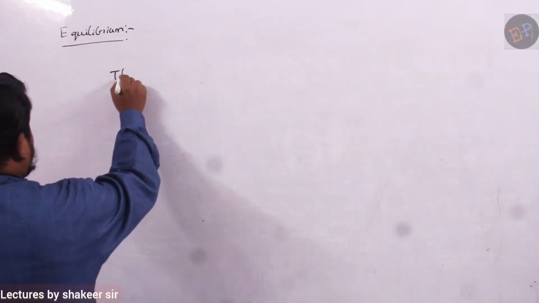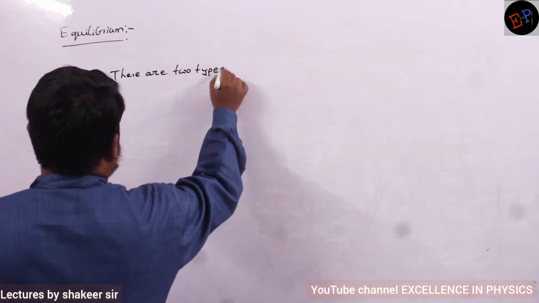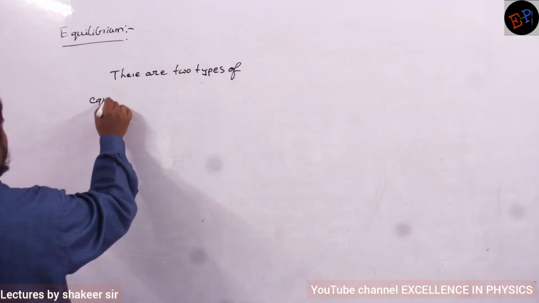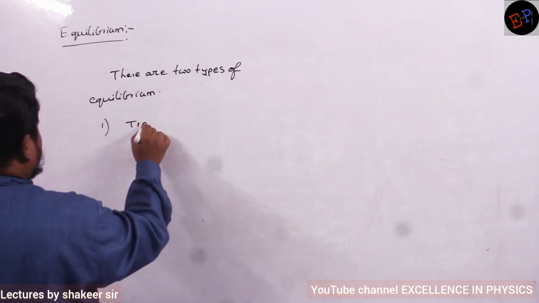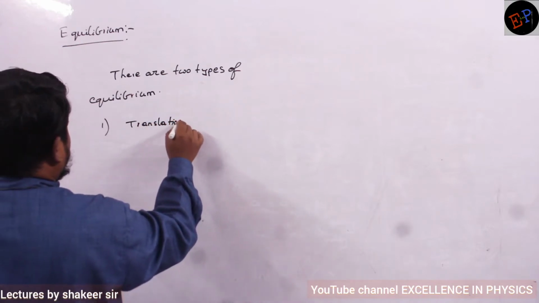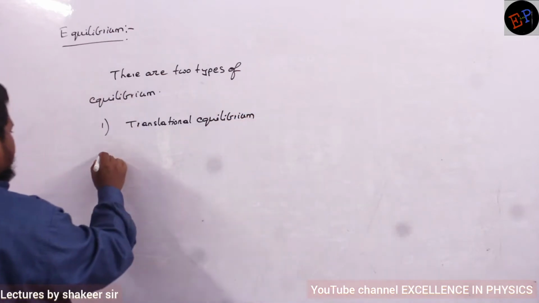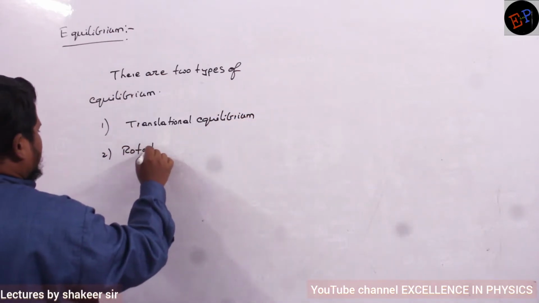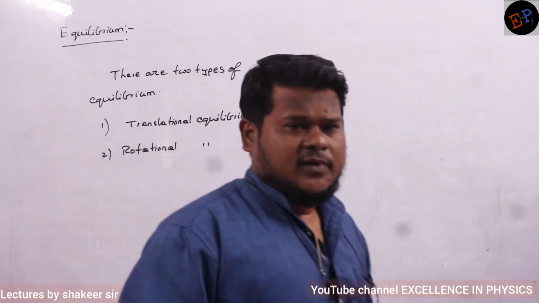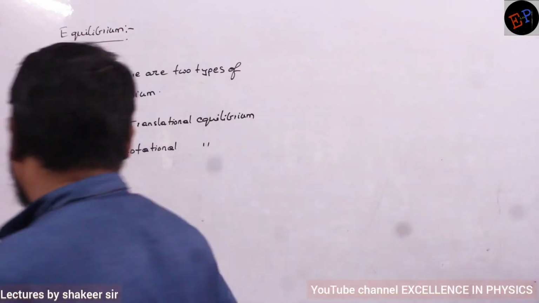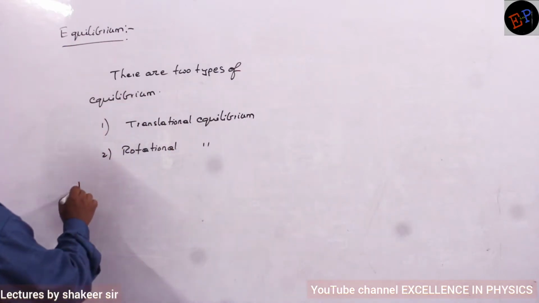So there are two types of equilibrium. First one is translational equilibrium, and the second one is called rotational equilibrium. Translational equilibrium as well as rotational equilibrium. So what is meant by translational equilibrium? Here I will write separately.